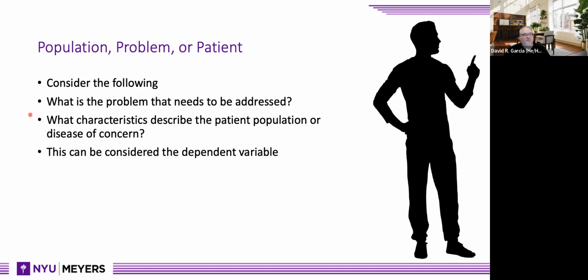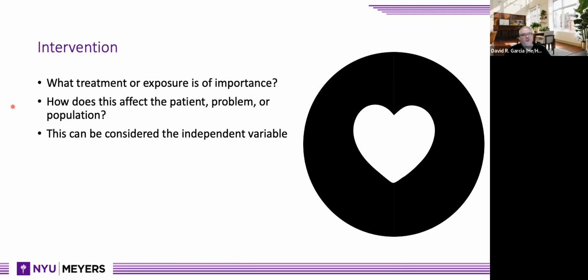For the problem, population or patient, you want to consider what problem needs to be addressed here. What characteristics describe the patient population or disease of concern? And this is often considered your dependent variable. Next is the intervention. What treatment or exposure is of importance here? How does this affect the patient, the problem, or the population? This is often considered your independent variable.